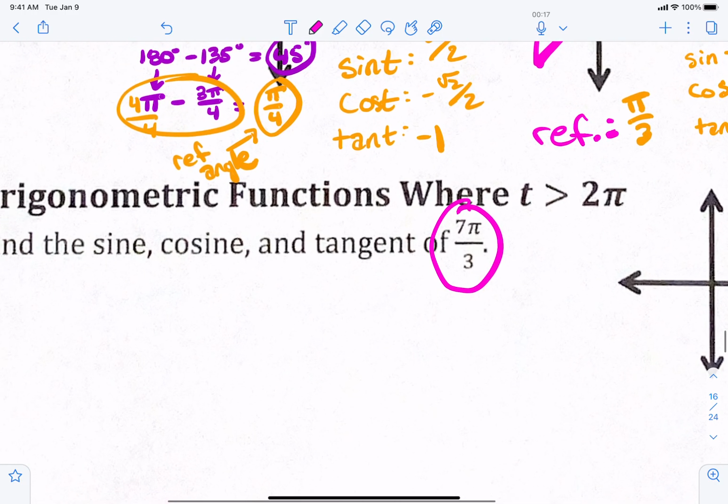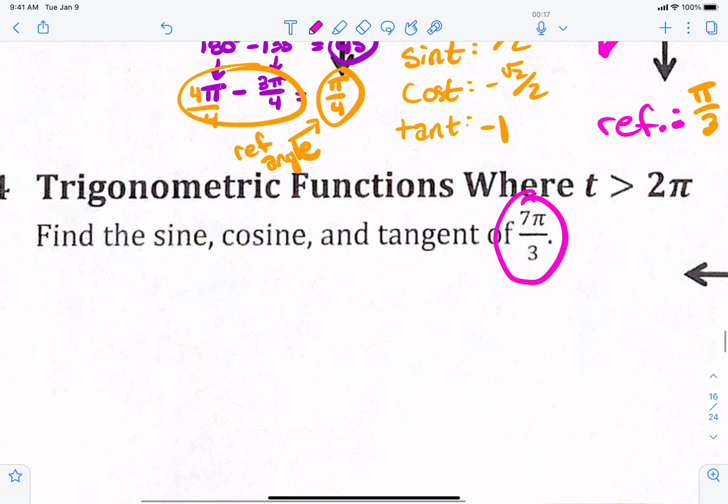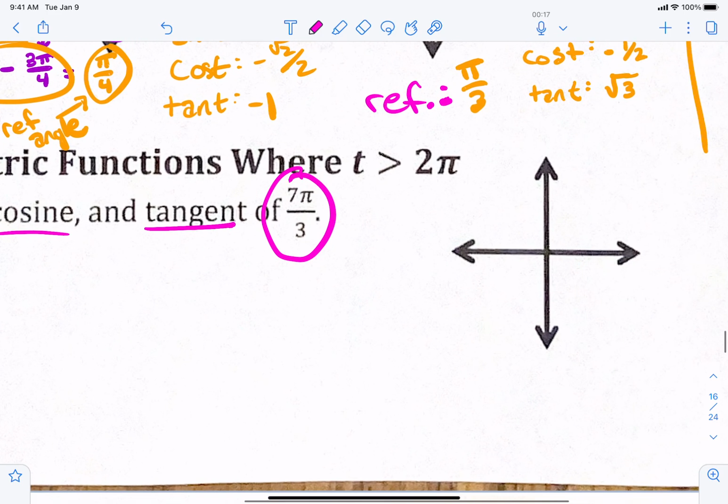7 pi over 3. Oh, why is it spelled sine, cosine, and tangent instead of S-I-N, C-O-S, T-A-N? This is just the full word. Really? That's what they look like. Sine is S-I-N-E, cosine is cosine, tangent is tangent, right? It's like saying mole and mole. Yeah. Yep, right. Okay, 7 pi over 3.